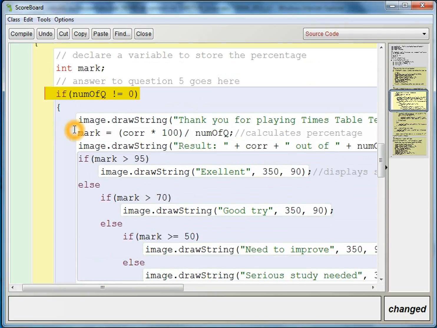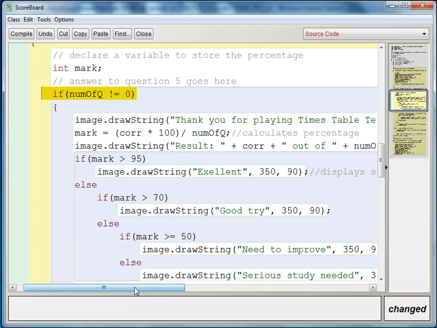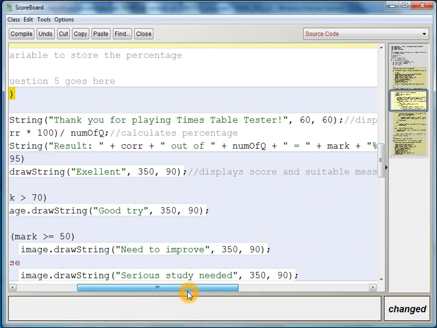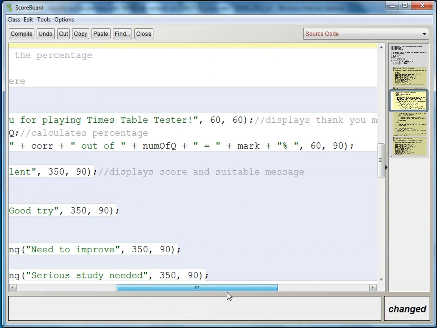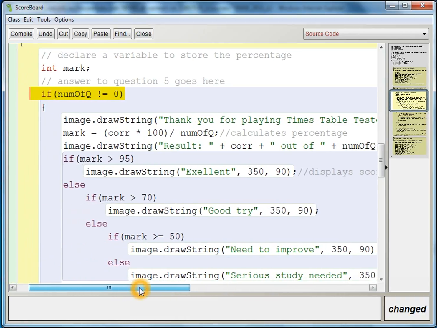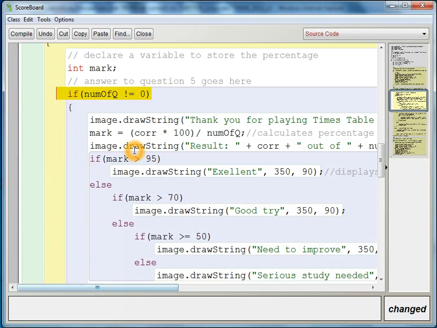But all these in here is a set of so many if statements, if elses inside that, when this condition is true. The first thing is that we display the message, thank you for playing the times table tester, because they've attempted now at least one question. And then calculate the percentage. Now looking at the percentage, after displaying the percentage, notice result is equal to this many out of this many, and then the percentage is mark. Okay, that's displayed, and after that now we compare to see if the mark is greater than 95.